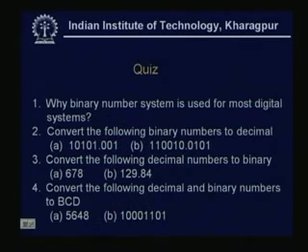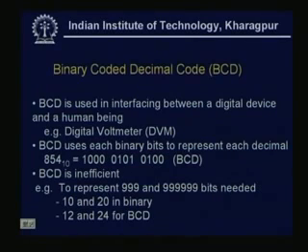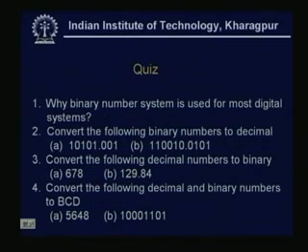Now, we stop here and I give some small, very simple quiz questions, mainly based on today's discussion: why the binary number system is used for most digital systems, and then some conversions for practice. Convert the following binary numbers to decimals, because here they are already in base 2 and I have to do the reverse one. Again here it is binary to decimal, and convert the following decimal numbers to binary, this 3, and convert the following decimal and binary numbers to BCD. So, I will stop today's class, and these digital number systems will be continued in the next class.